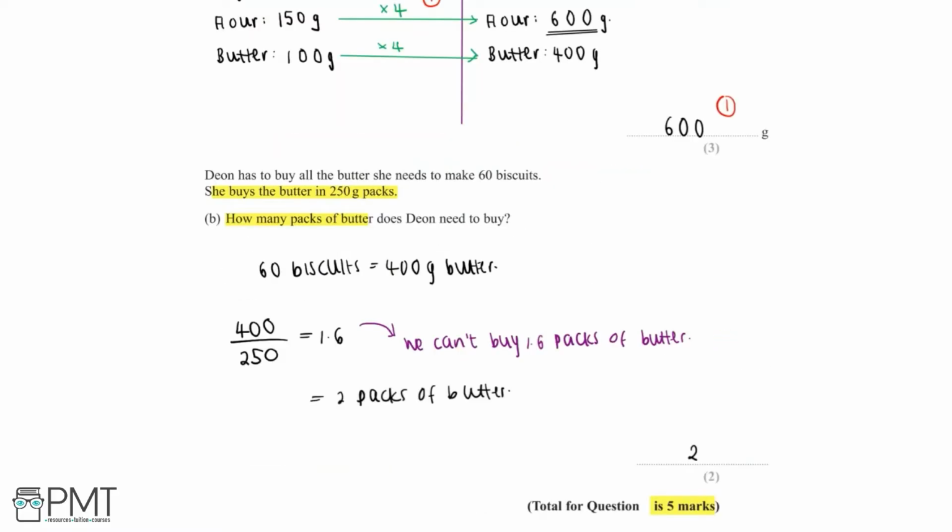Now in Part B, we get 1 mark for starting the process to do 400 divided by 250. And we get the 2nd mark in Part B for realising that our answer of 1.6 means that she needs to buy 2 packs of butter. And so we get the final mark for getting our final answer of 2. And so we've now achieved the full 5 marks needed in this question.